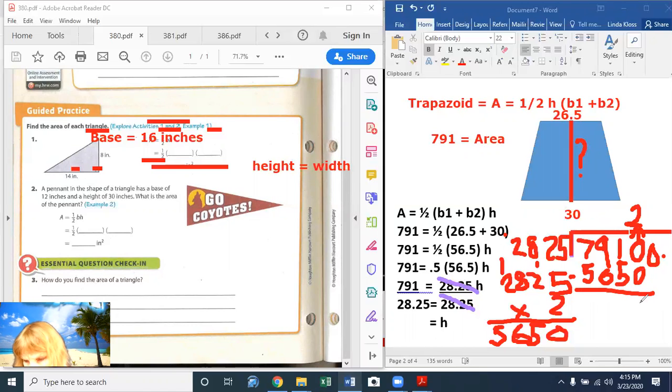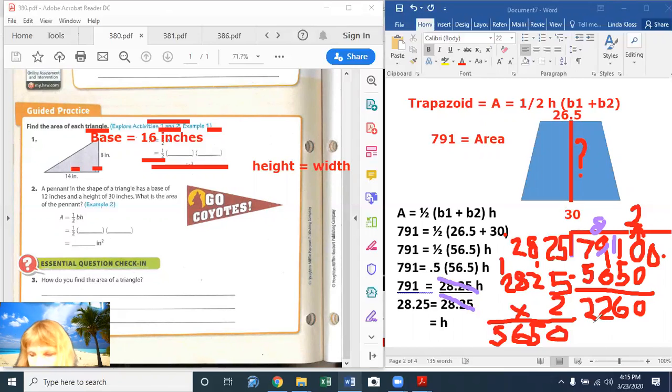0 minus 0 is 0. Can't take a 5 from a 1, so I have to cross off. I'll use a different color so we don't get all mixed up with what we got going on here. This becomes an 8. And this becomes an 11. 11 minus 5 is 6. 8 minus 6 is 2. 7 minus 5 is 2.